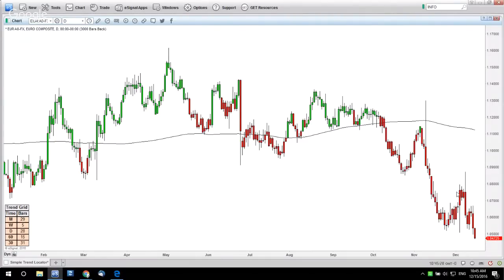There was so much noise and so much talk about the Italian referendum and the impact it was going to have on the euro, etc., etc. It was just noise, guys. The long-term trend is far more powerful than any fundamentals that are coming out, and this is proof.